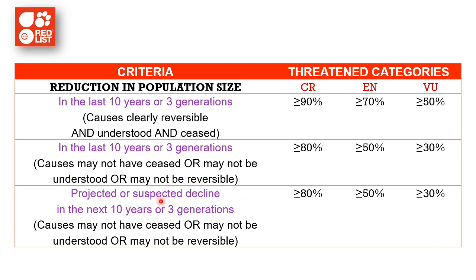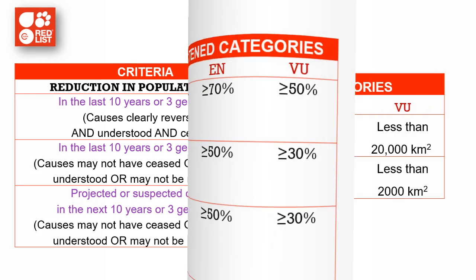Then projected or suspected decline in the next 10 years or three generations, that is what do we project. Say if we are able to say that the decline will be around more than or equal to 80%, then the species is categorized as critically endangered, more than or equal to 50%, then endangered, and more than or equal to 30%, then it is vulnerable. So this is on the basis of reduction in population size.